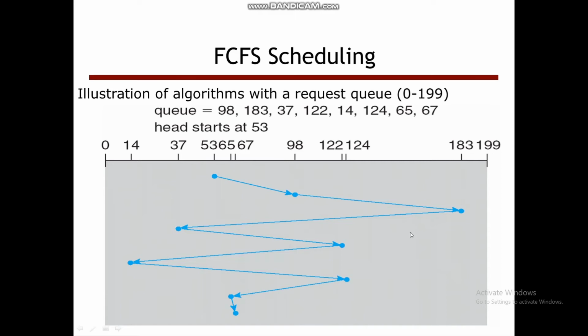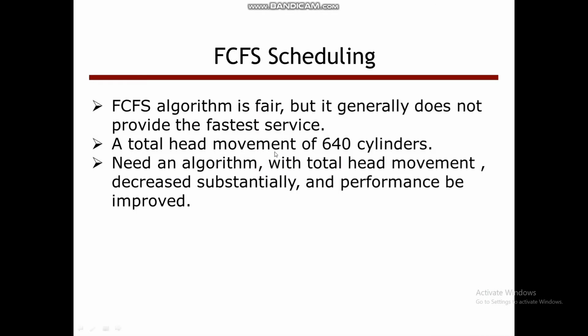So this algorithm is not perfect. As we can see, there is a wild movement from 122 to 14 and again from 14 to 124. If there was an algorithm which processed 122 to 124 directly, the cylinder movements would be fewer and the number of movements could be reduced. On calculation of these movements, we can conclude that it moves up to 640 cylinders.